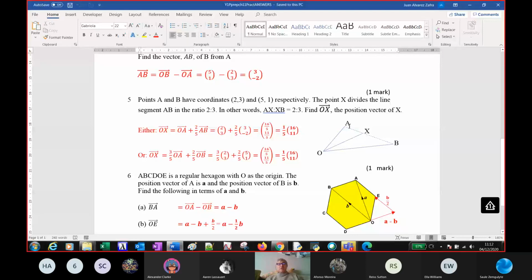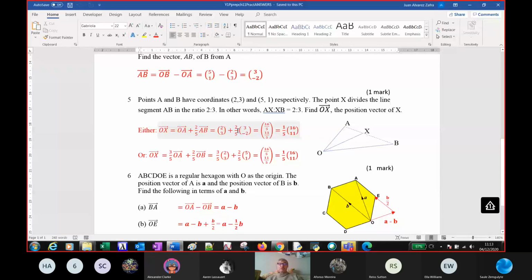So we can take the vector of OA, which is (2, 3), and the vector of AB, which we found in question 4, was position vector of B minus position vector of A, which was (3, -2), and take 2/5 of that. So we want (2, 3) plus 2/5 of (3, -2). How do we do that? Well, we can do it component by component. If you just look at the top component, 2 plus 2/5 of 3 is, well, 2/5 of 3 is 6/5, and 2 is 10/5. It's going to be 10/5 plus 6/5 is 16/5.